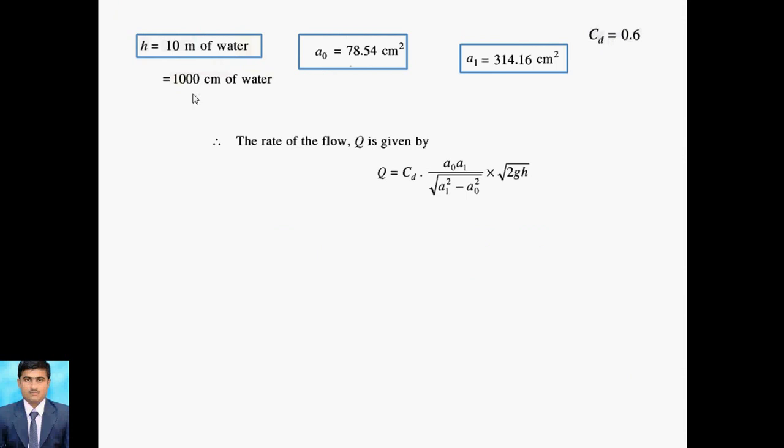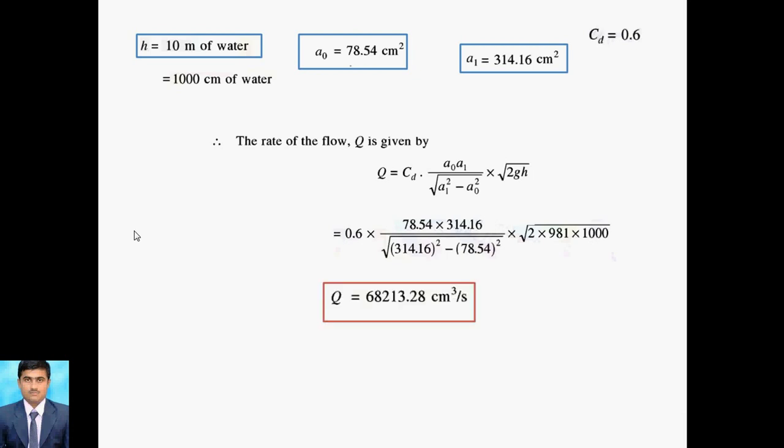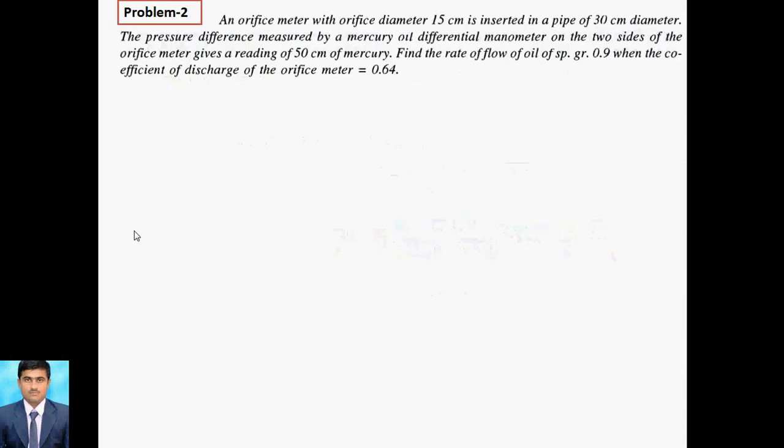After this conversion, because this is the formula for theoretical and actual discharge combined, Q actual is equal to CD into A0 A1 upon square root of A1 square minus A0 square, into root 2 GH. Here this is actual discharge. So we put CD 0.6, A0 is about 78, A1 is 314, and H is 1000. After putting these values, we can get the Q value.